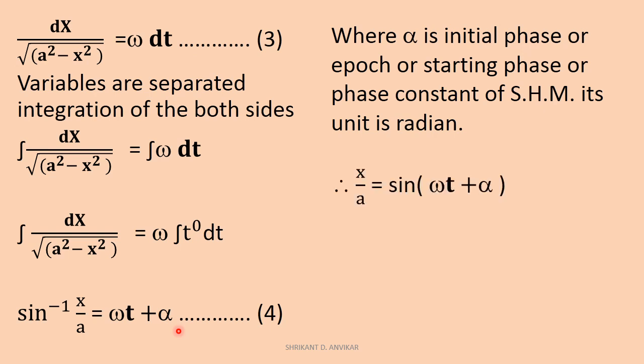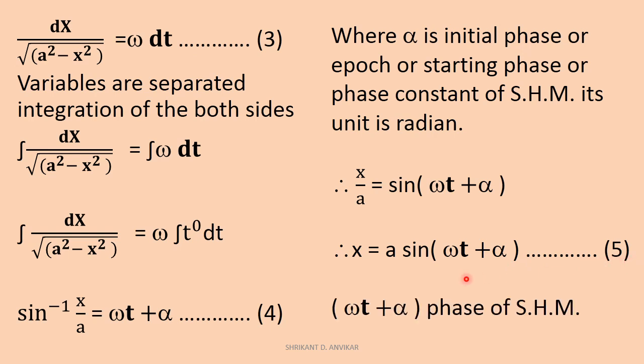Now taking sine of both sides, we get x upon a equals sine of omega t plus alpha. Taking cross multiplication, we get x equals a sine omega t plus alpha. This is the general expression for displacement of a particle. In this equation, omega t plus alpha is known as the phase of SHM. The unit of phase of SHM is radian.